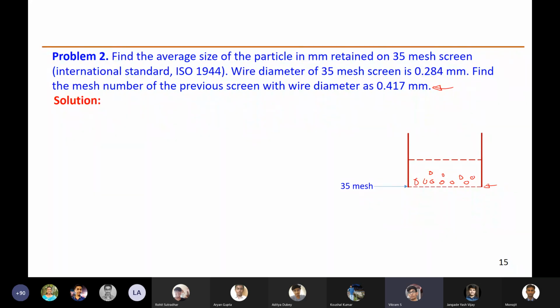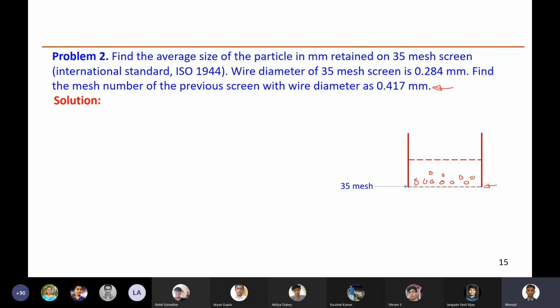0.417, and we equate it to 25.4 divided by the new mesh number, and then we obtain the mesh number that is required, right? But how will you find out the... No, I think the concept is not correct. So first, just go step by step.